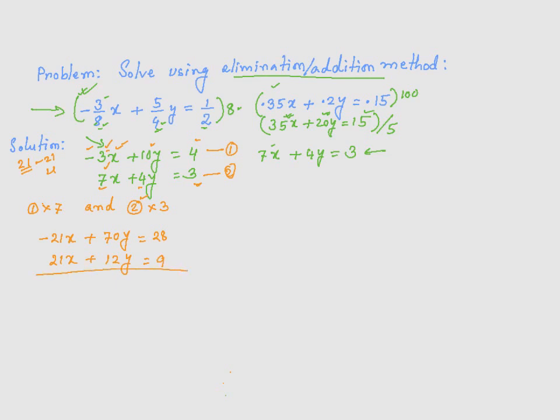Now I'm going to add these two equations. Negative 21x, positive 21x, they cancel out. Then 70y plus 12y is 82y, is equal to 37, because 28 plus 9 is 37. Now if I divide both sides by 82, I get y is equal to 37 over 82. That's one of the values. Now I'm going to go ahead and get rid of y in these two equations and solve for x.